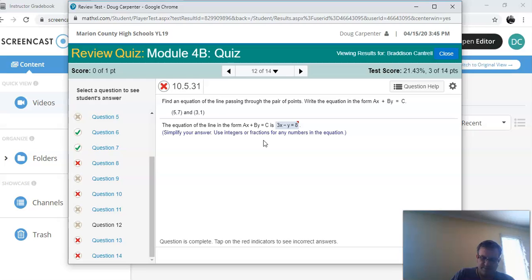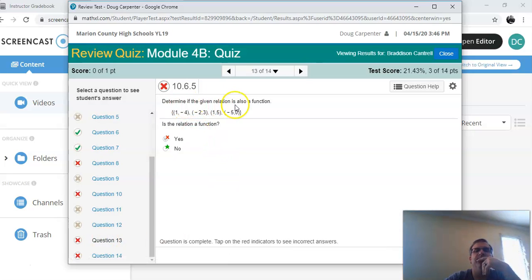I see what they did. I'm going to send you a picture of this one so that you understand it. This is question 12. What I did at the very bottom is that once I had y equals 3x minus 8, I subtracted 3x. They obviously wanted the x positive, so they divided everything by negative 1 and came up with your answer right there.